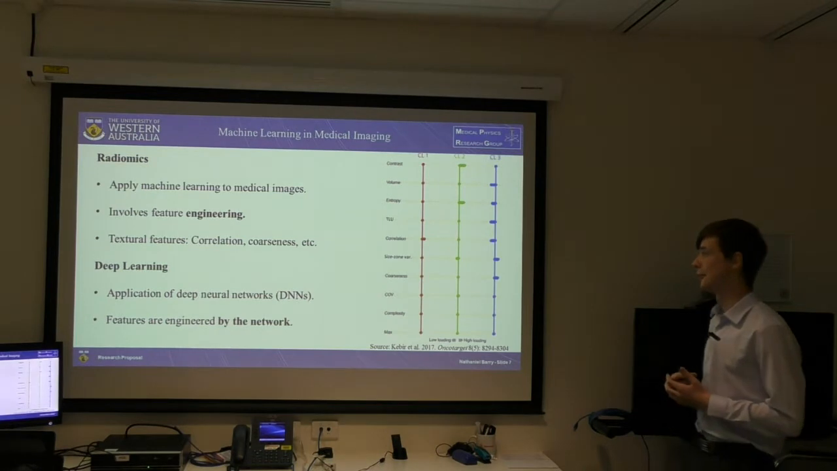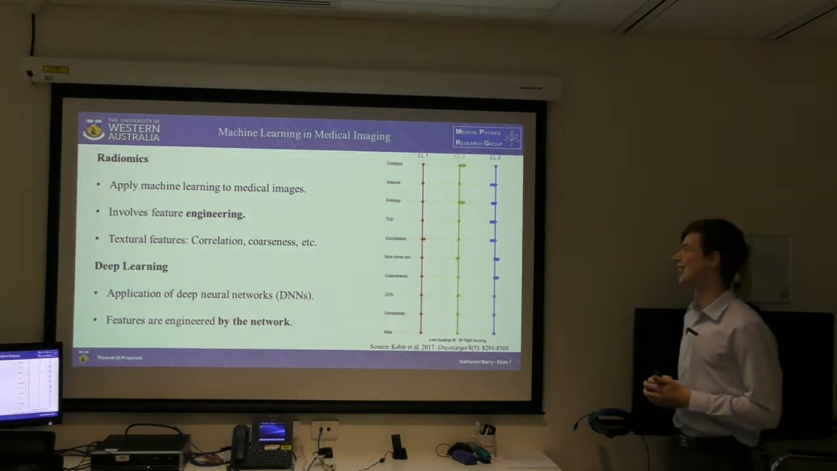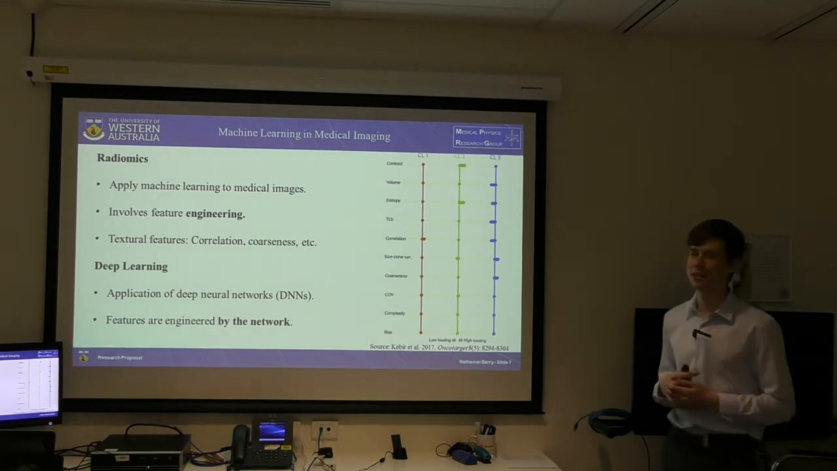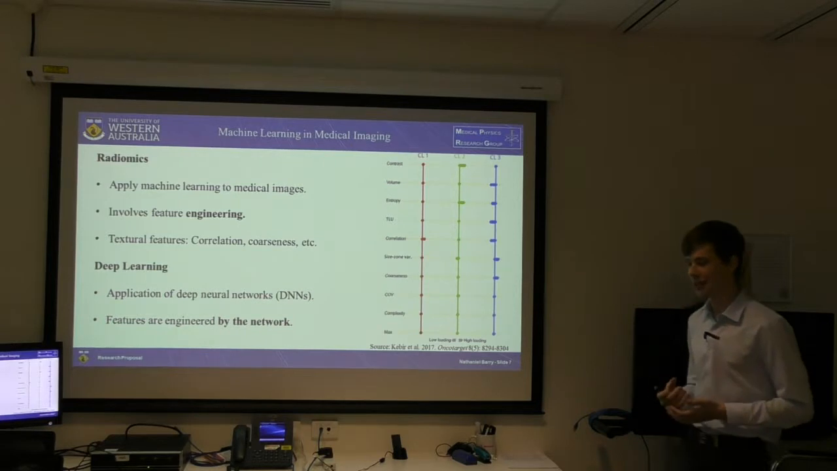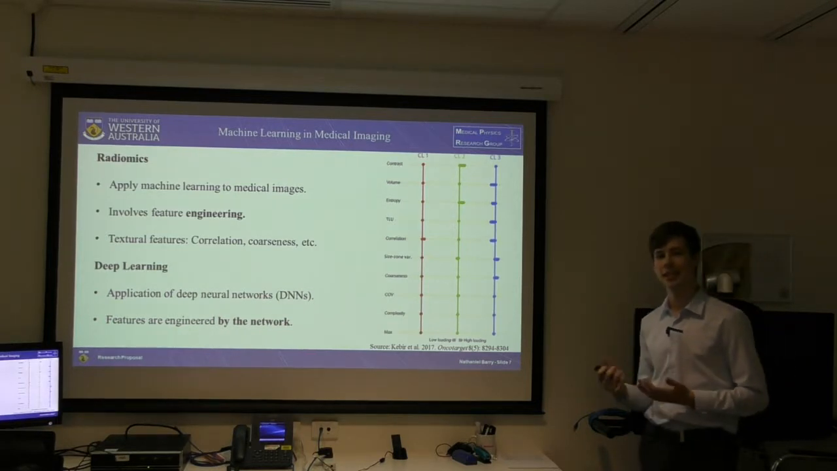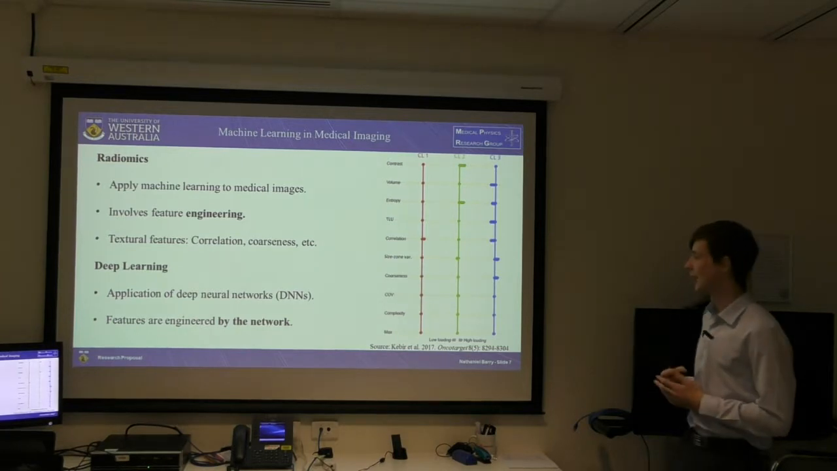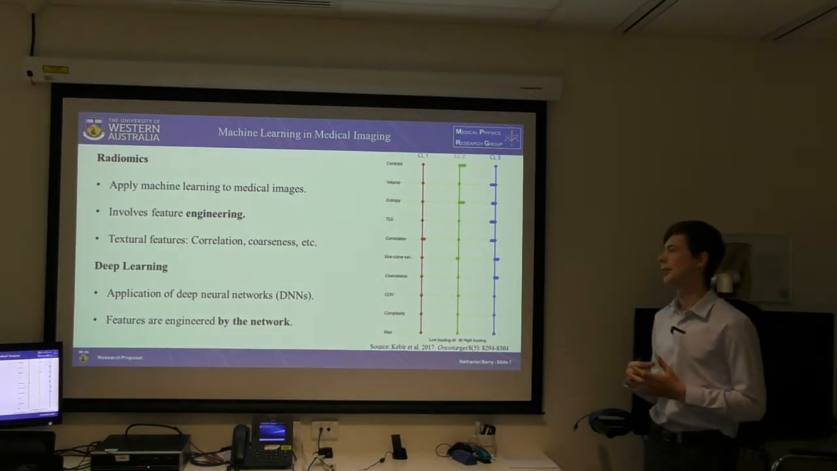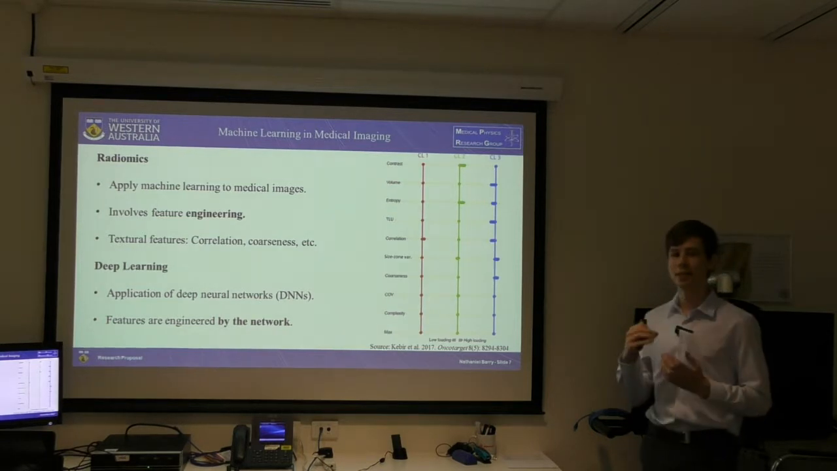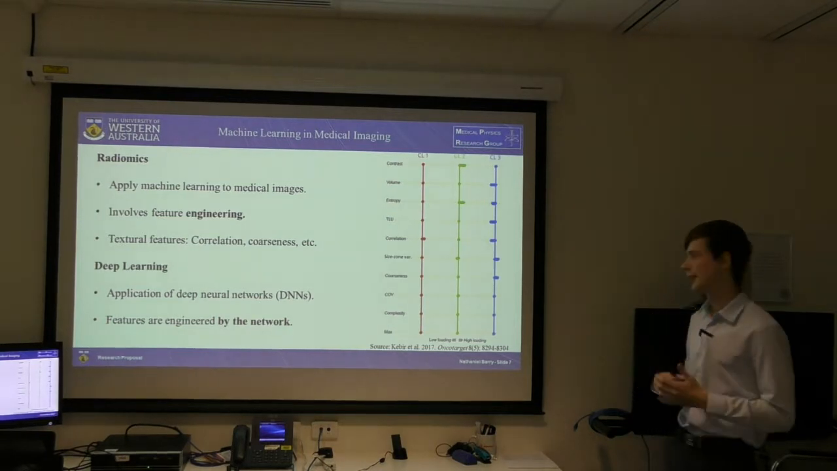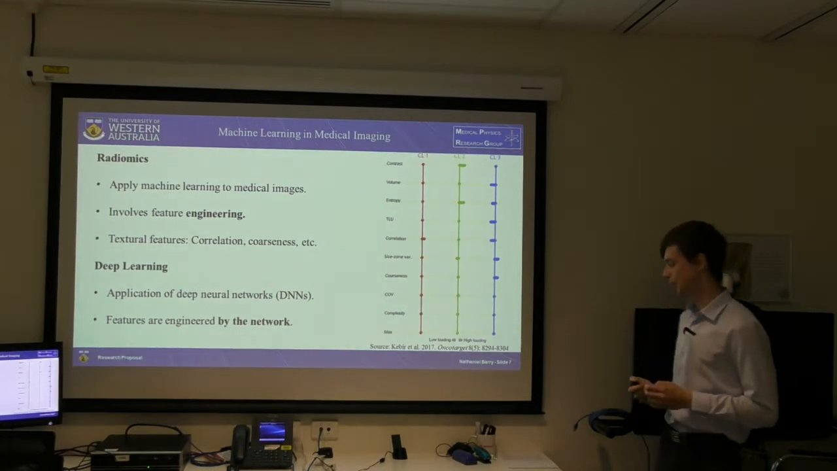And so now jumping into the machine learning portion of my presentation. So in radiomics, we want to apply machine learning to medical images. And so this involves feature engineering. I've been mentioning features a lot. Features are measurable properties that we believe characterize our data. Examples of textural imaging features are correlation, which is a measure of how the intensity of the voxels remains the same over a constant area, and coarseness, which is a measure of how the intensities change between different voxels.